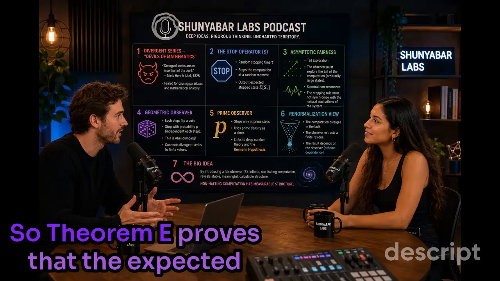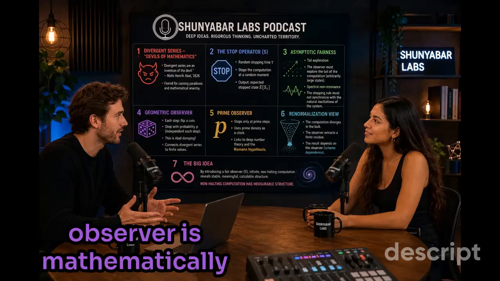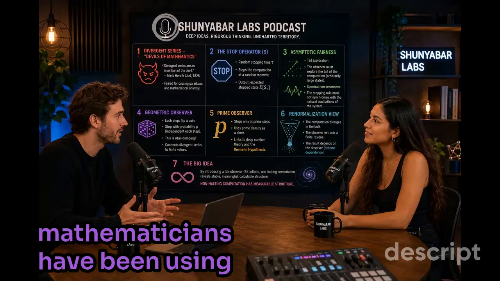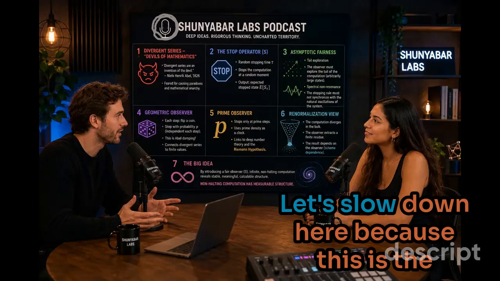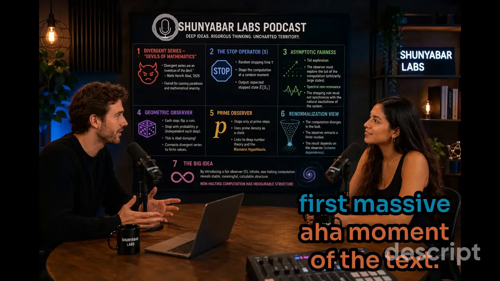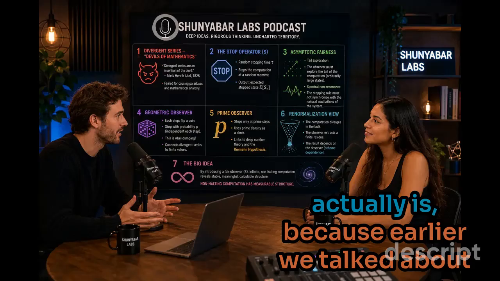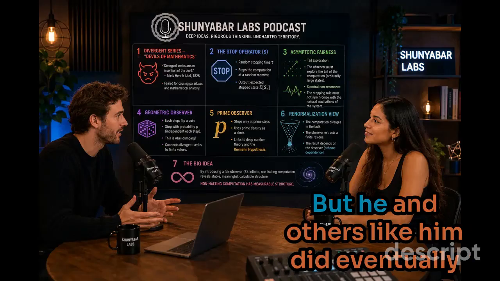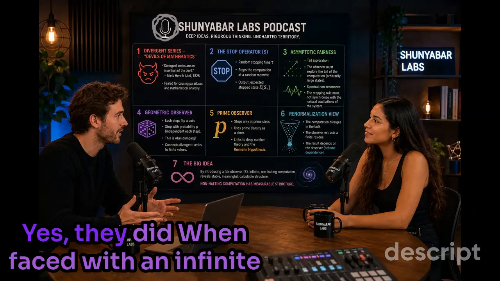So Theorem E proves that the expected state found by our coin-flipping observer is mathematically identical to an ancient trick that classical mathematicians have been using for centuries. Something called Abel damping? Exactly. Let's slow down here because this is the first massive aha moment of the text. Let's remind the listener what Abel damping actually is, because earlier we talked about Abel thinking divergent series were the devil. Right. But he, and others like him, did eventually figure out a way to force some of these explosive series to behave, right? Yes, they did.